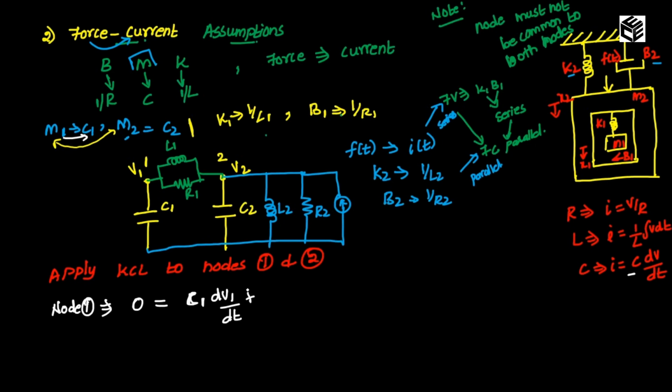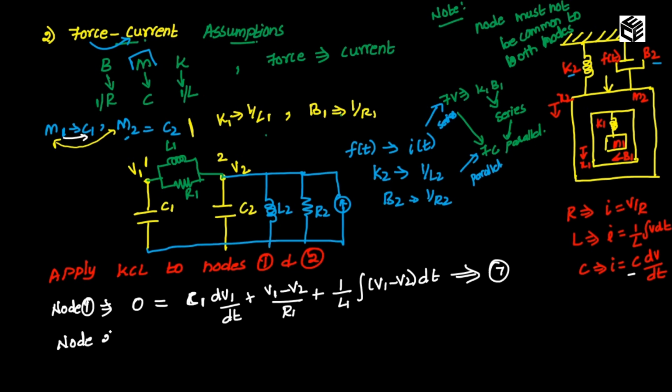Next is plus dashpot. Dashpot B is replaced as resistor R1. So R1 is connected between V1 and V2. Therefore, we will write this as V1 minus V2 divided by R1. Okay. Plus, next is our inductor L1. L1 is connected between V1 and V2. So I am going to write this as 1 by L1 into integral of V1 minus V2 into dt. So this is my seventh equation.